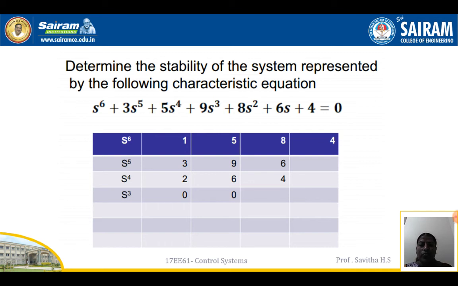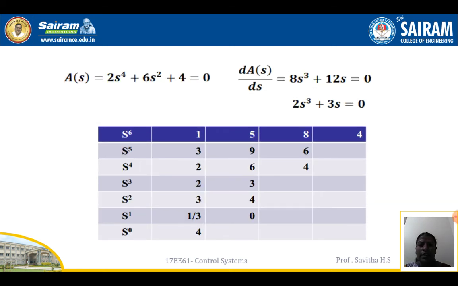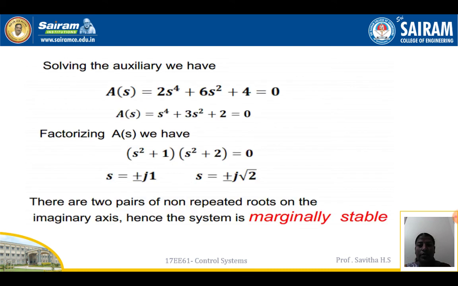Determine the stability of the following characteristic equation. S to the power of 6 is 1, 5, 8, 4. S to the power of 5 is 3, 9, 6. S to the power of 4 is 2, 6 and 4. S to the power of 3, if you calculate that, we will get 0, 0. So the auxiliary equation will be 2s to the power of 4 plus 6s square plus 4. Differentiating with respect to s, 8s cube plus 12s. If we take 4 in common, I'll get 2s cube plus 3s is equal to 0. So continue the calculation.